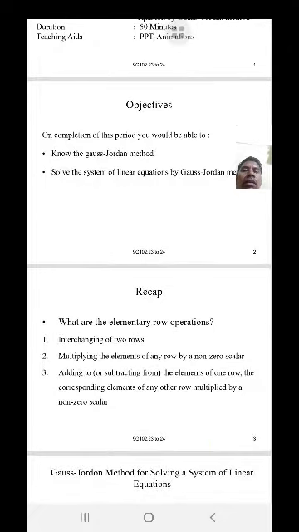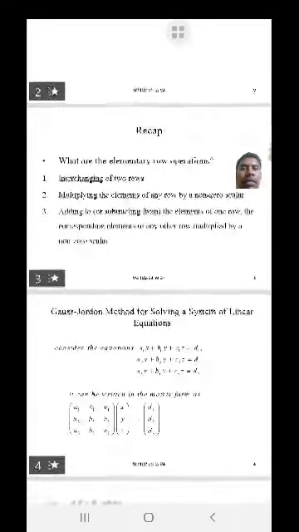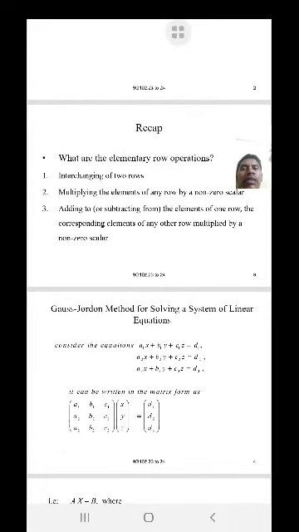Objectives. On completion of this period, you would be able to know the Gauss-Jordan method, solve the system of linear equations by Gauss-Jordan method. Recap. What are the elementary row operations? Interchanging of two rows, multiplying the elements of any row by a non-zero scalar, adding to or subtracting from the elements of one row corresponding elements of any other row multiplied by a non-zero scalar.